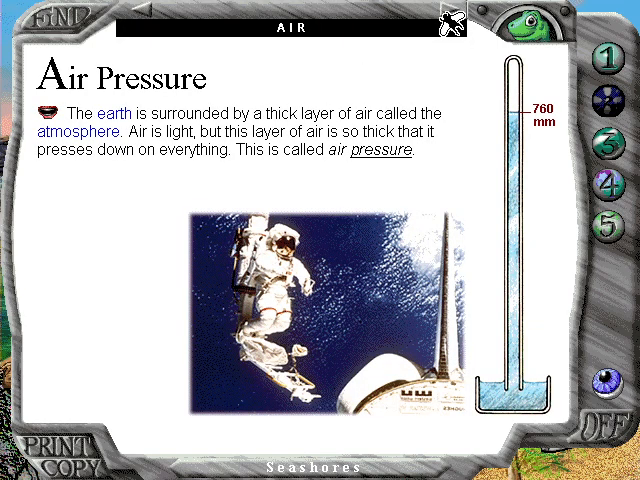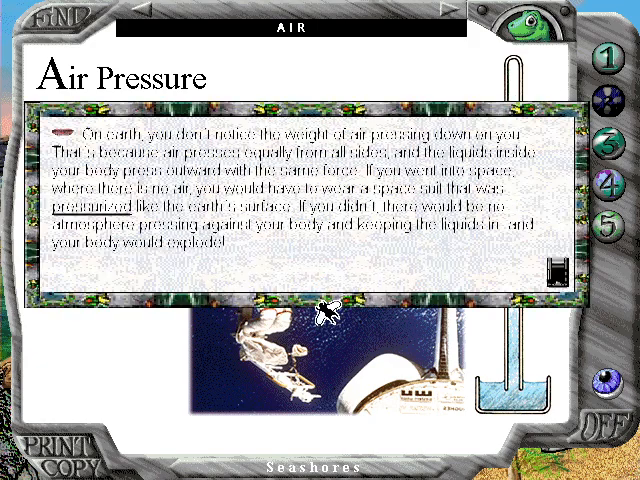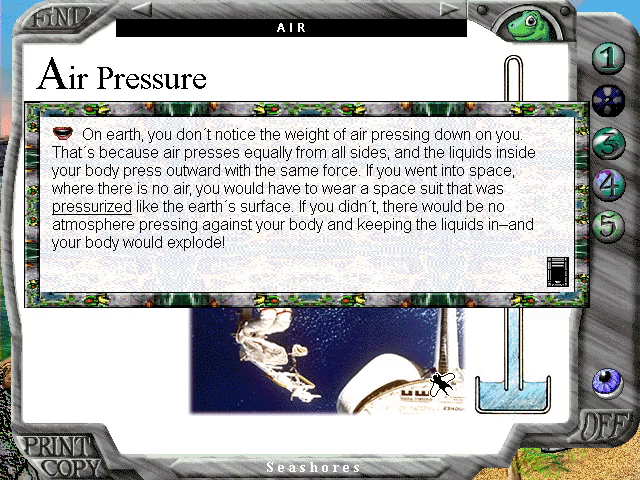Air pressure. The Earth is surrounded by a thick layer of air called the atmosphere. Air is light, but this layer of air is so thick that it presses down on everything. This is called air pressure. On Earth, you don't notice the weight of air pressing down on you. That's because air presses equally from all sides, and the liquids inside your body press outward with the same force.